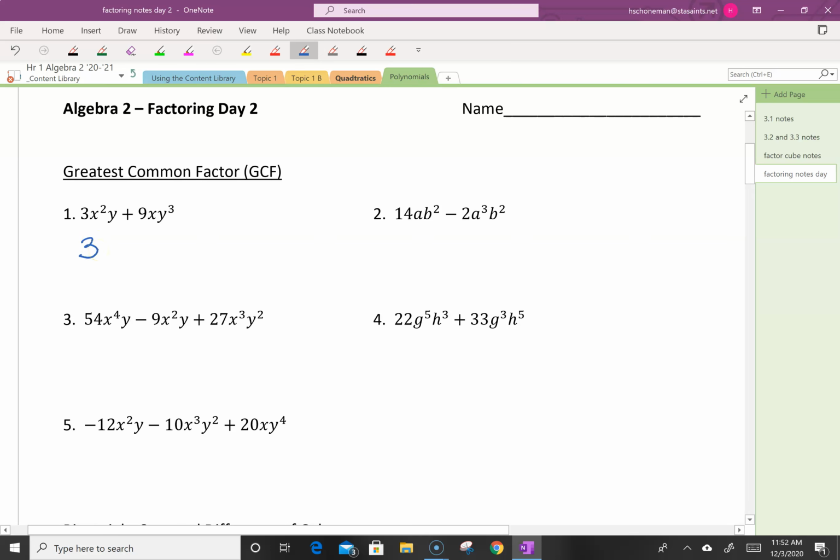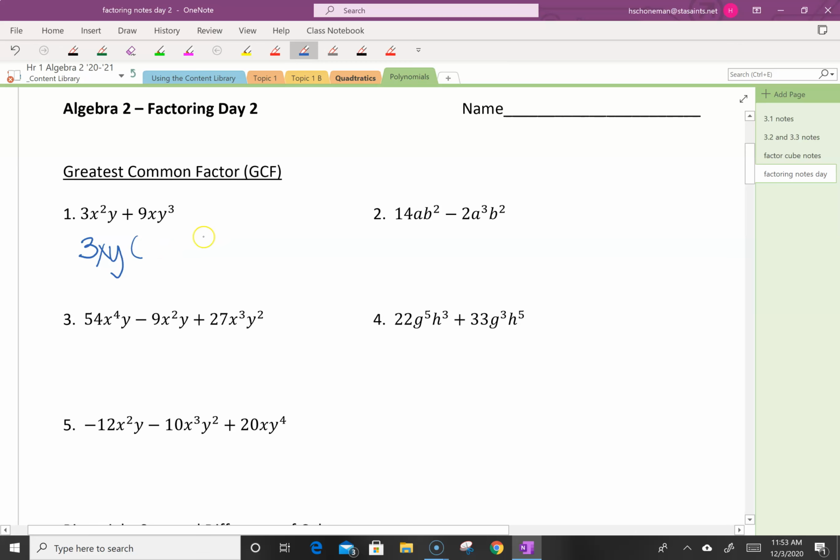But I have to look at the variables as well. This first one has 2 x's and this has 1. Well, the most I can take away is 1 because this one on the right only has 1 to give. I can't take more than it has. With the y's, this one has 1 and this one has 3, so the most I can take is 1 because, again, I can't take anything that's not there.